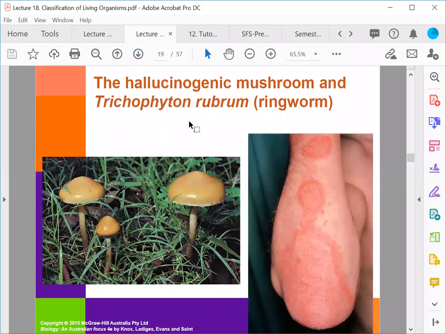Okay, now I'm afraid to ask about the name of these hallucinogenic mushrooms shown here. So some lovely images, and then on the right we have Trichophyton rubrum, the fungus that causes the dreaded ringworm.